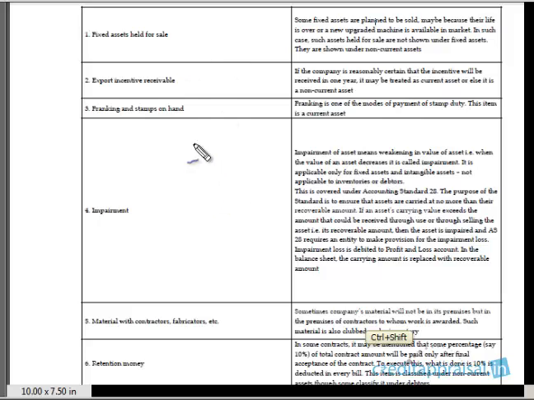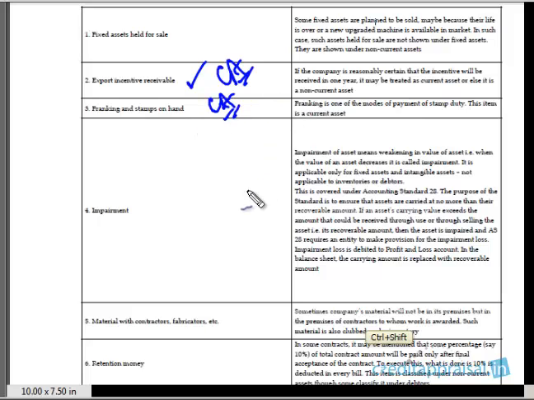One more item you can find is export incentive receivable. If the company is reasonably certain that the incentive will be received within 1 year, it can be treated as a current asset. Otherwise you classify it as a non-current asset. Usually this is a current asset. Then franking and stamps on hand are modes of payment of stamp duty. So this is always a current asset.